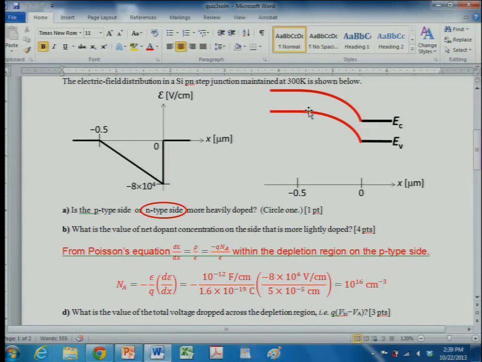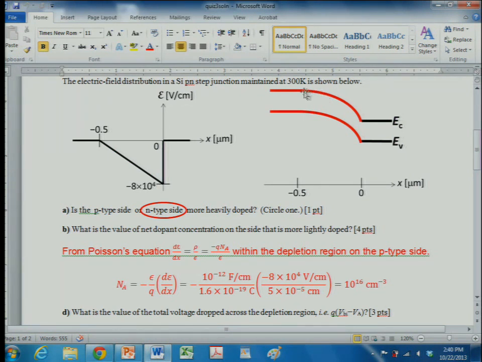So remember the band edge, E sub C or E sub V, is going to directly reflect the electric potential profile, except you just flip it. It's just opposite sign. So basically the gradient of the energy band edge is equal to the opposite of the gradient of the electric potential.